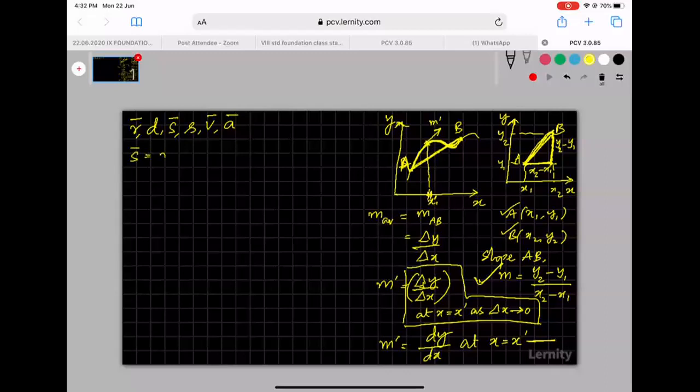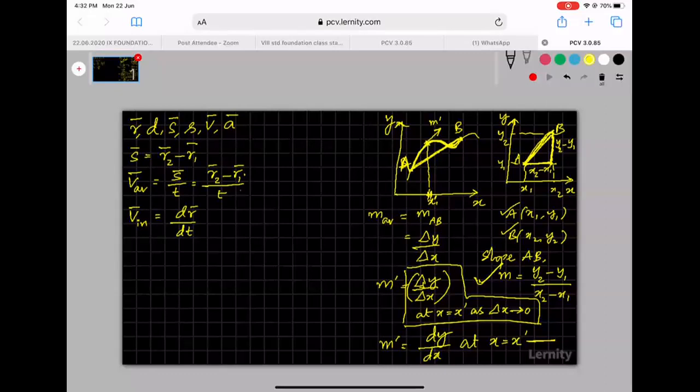Displacement vector is nothing but change in position. Average velocity is nothing but displacement by time or change in position by time. But instantaneous velocity is given by dr bar by dt. Right? It's not delta r by dt. This is delta r by delta t. This is dr bar by dt. Instantaneous rate of change of position.